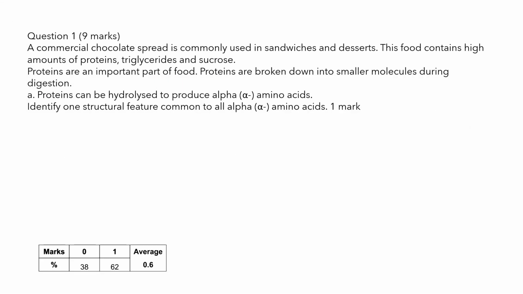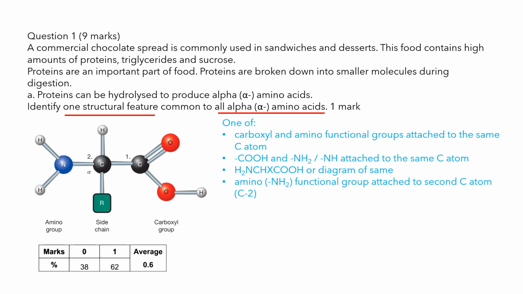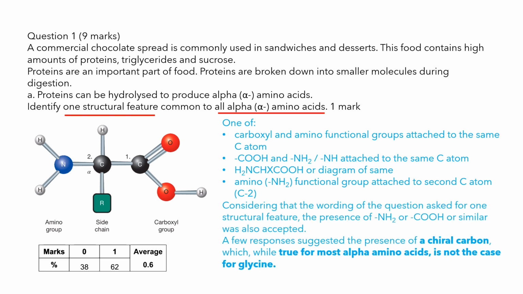Focus on alpha amino acids and describe the one structural feature. Carboxyl and amino functional groups are attached to the same carbon, the second carbon, or alpha carbon. So, these amino acids are defined as alpha amino acids. A chiral carbon is true for most alpha amino acids except glycine.